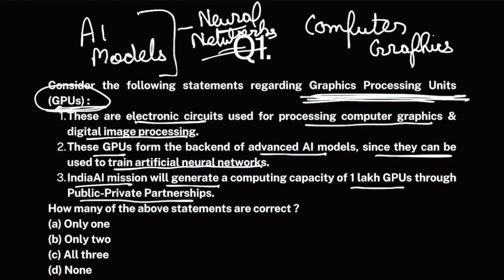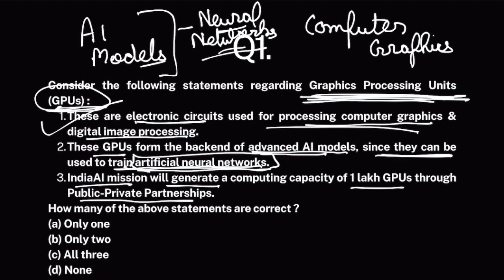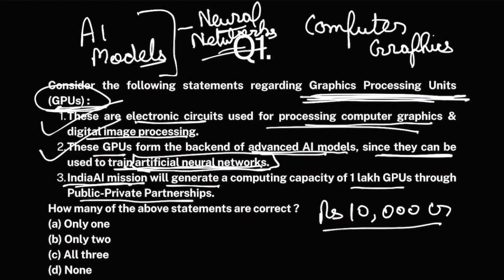So these are electronic circuits for processing computer graphics. Absolutely correct. These GPUs form the backend of advanced AI models since they can be used to train artificial neural networks, and artificial neural networks are those networks on which AI models are based. Absolutely correct. Now, recently, India launched the India AI mission. This mission is around 10,000 crores. So the government has allocated 10,000 crore from its budget for the India AI mission.